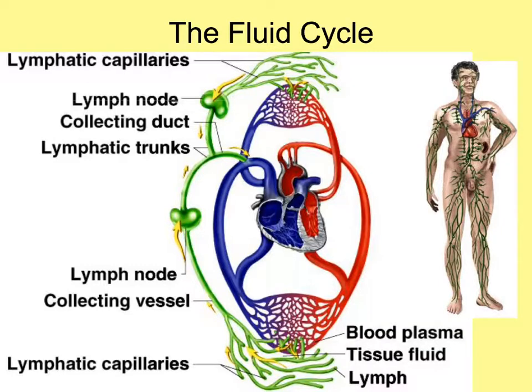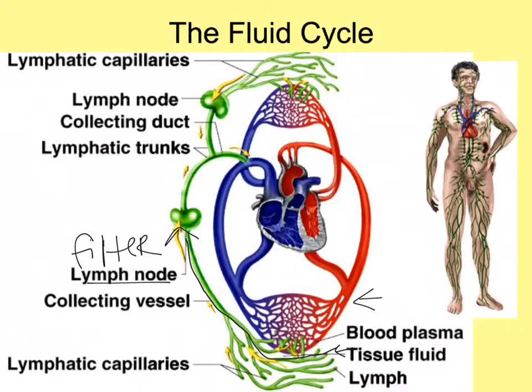Now, how does it move back? So how does it move? Here's blood vessels. The red and the blue are the blood vessels. And then here's the lymph. So the lymph is just close-ended like this. So we're just going to pick up fluid, and we're going to filter it through the lymph nodes. So they're almost like a water filter.